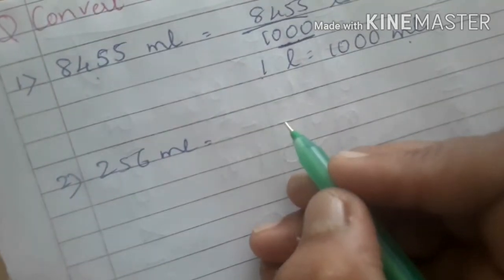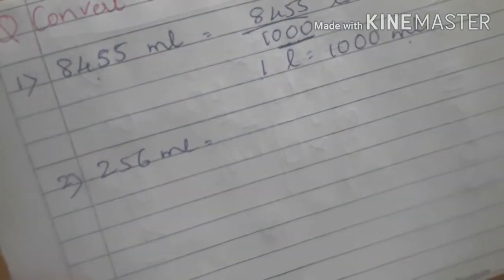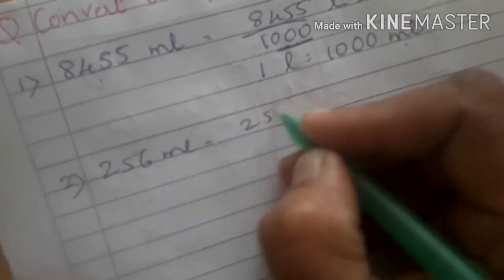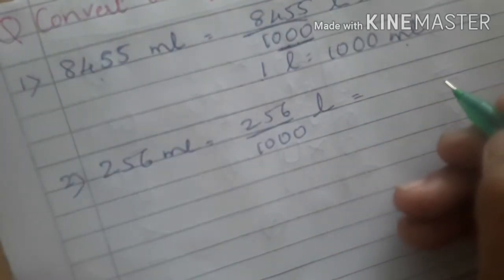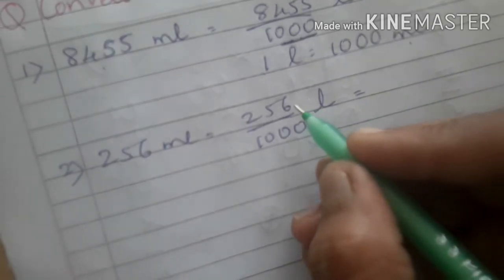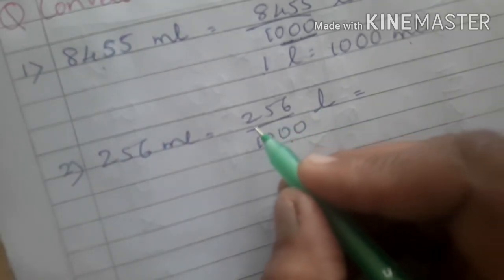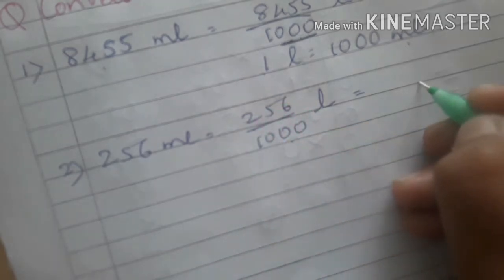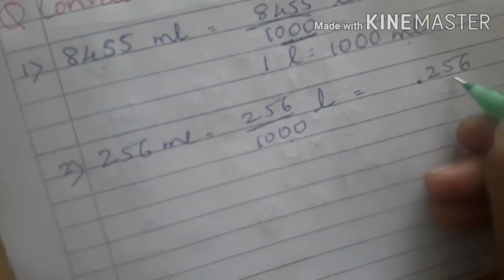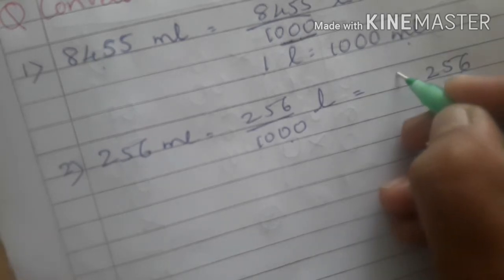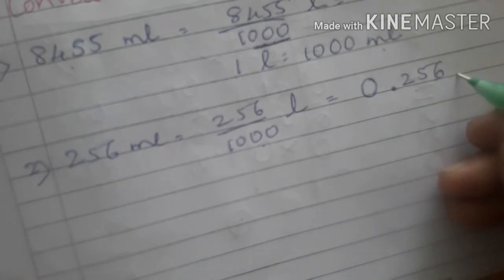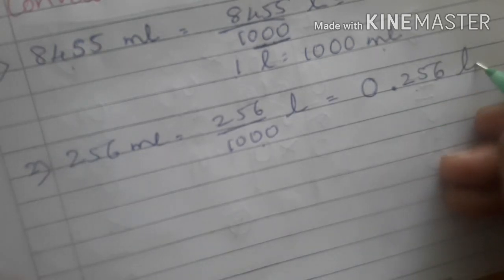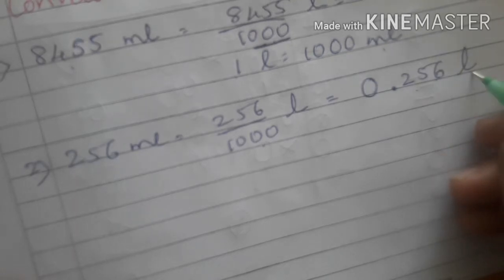Now suppose I am writing the second question as 256 milliliters. You have to express it into liters. So it means that 256 is to be divided by 1000. When it's divided by 1000, the last three digits, and as it is a three digit number only, 256 is the milliliter part, and the liter part is 0. So 0.256, and the unit will be liters. Write the correct unit. Here the bigger unit you need to write.